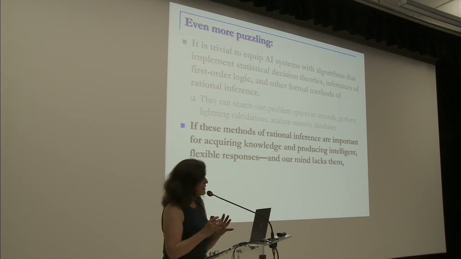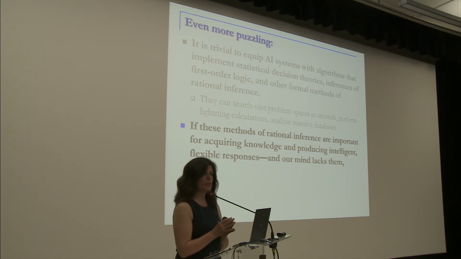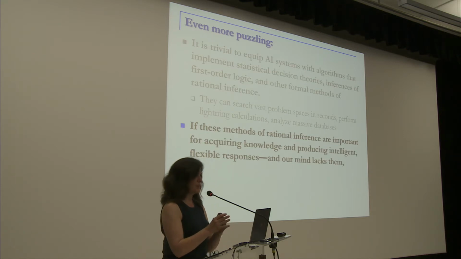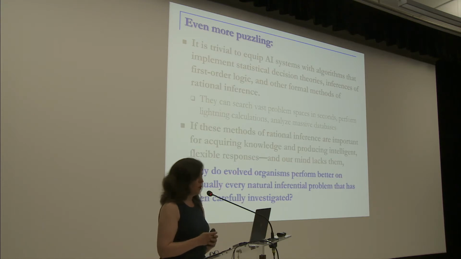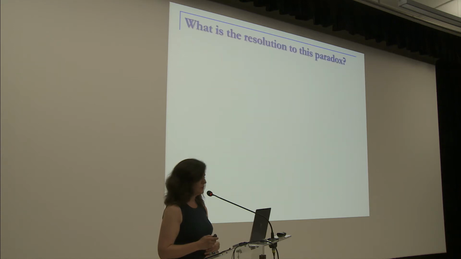So if these methods of rational inference are truly important and key for acquiring knowledge and producing behavioral responses that are intelligent and flexibly responsive to information from the environment, and our mind lacks them, why do evolved organisms perform better on virtually every natural inferential problem that's been carefully investigated? So what's the resolution to this paradox?